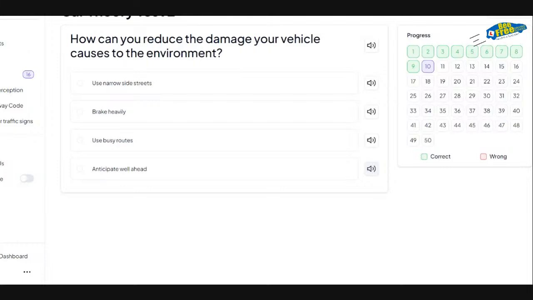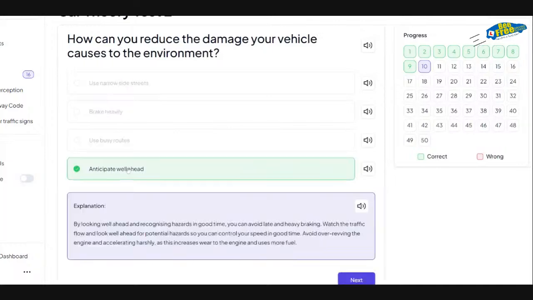And once again, it's all about common sense and safety. So by me anticipating well ahead, it means that I'm not going to have to use my brakes so much and be braking at the last minute. So I drive more efficiently. So I'm not over revving the engine and things like that. Okay, next one.